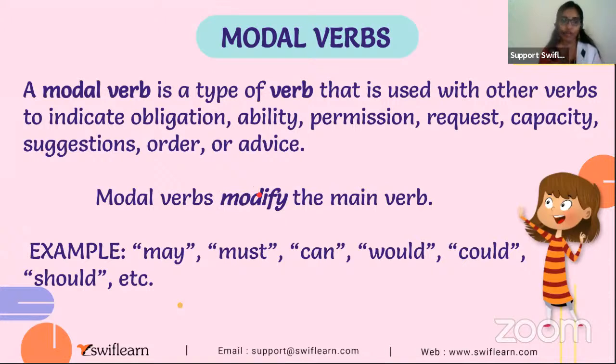Okay, and finally we have modal verbs. A modal verb is a type of verb that is used with other verbs to indicate obligation, ability, permission, request, capacity, suggestions, order, or advice. So whenever we have these kinds of things like ability, or we want some permission or request, or when we want to make some suggestions, or sometimes we are ordering some person or we have to advise someone, there we use the modal verbs. So this modal verb, what it does is that it modifies the main verb.